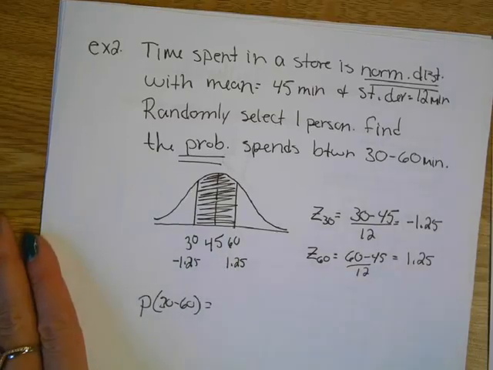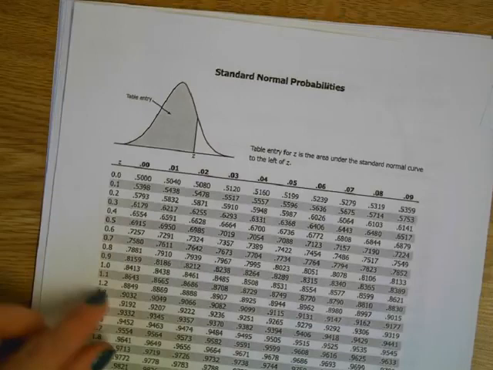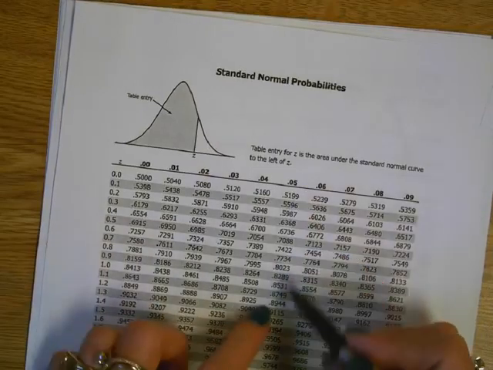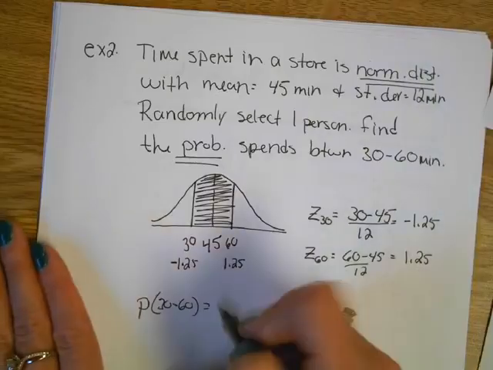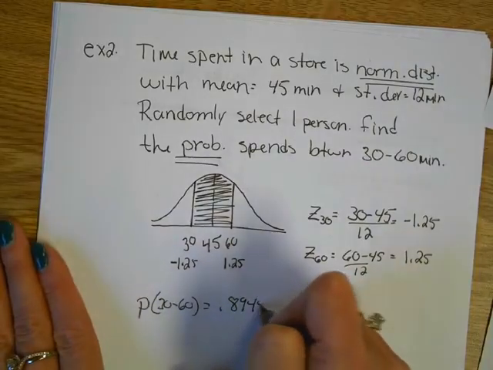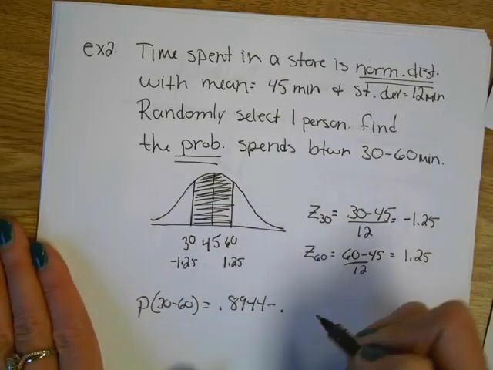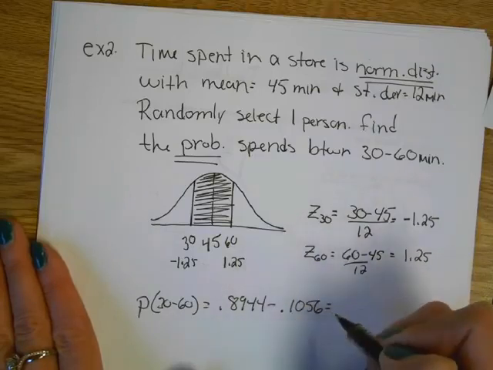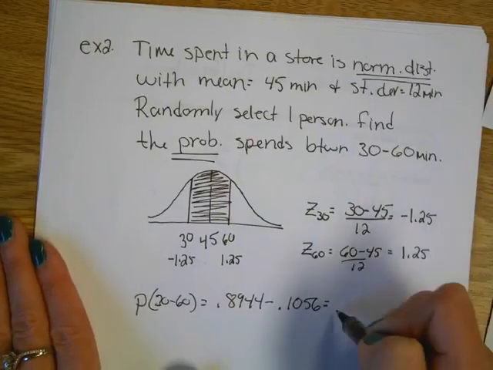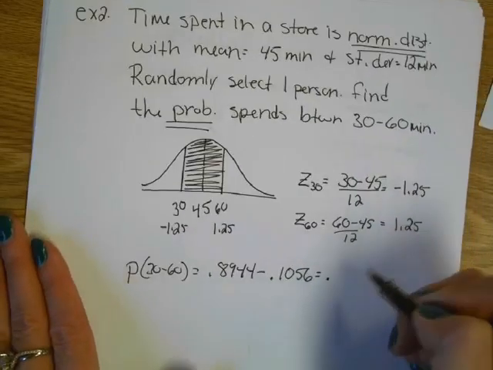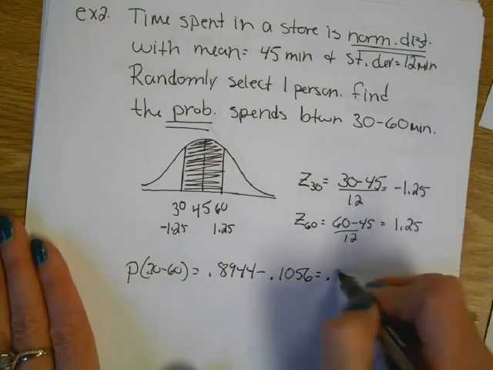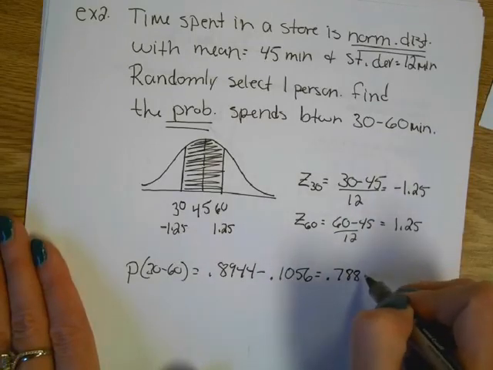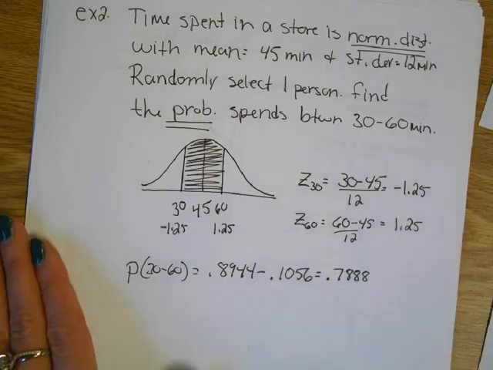So if we look up the 1.25 z-score, 1.25, 0.8944, and what's the other one? Do a little subtraction. 0.7888? Yep. Okay. Easy enough?